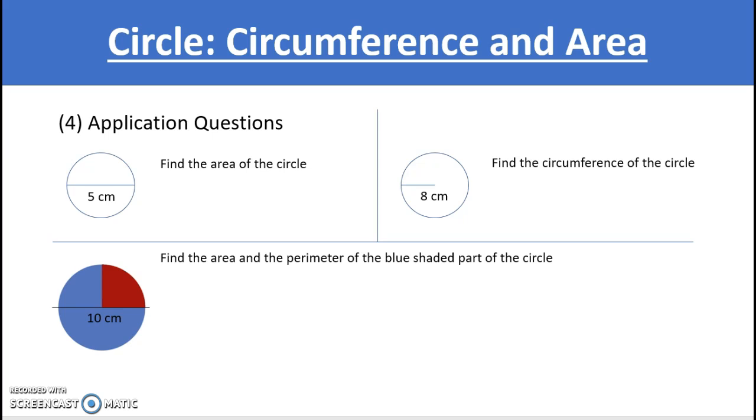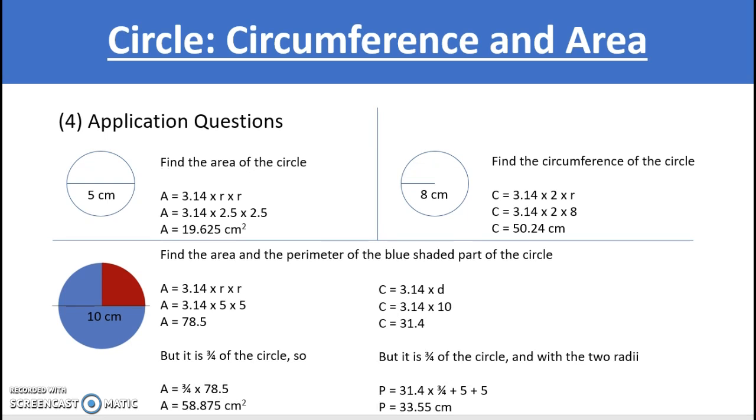Okay, here are some application questions. Pause if you'd like to have a go. Okay, so here are the answers. In order to find the area inside the circle here, we need to find the radius. We're given 5 centimeters as our diameter, so we're going to half that. So you take 3.14 times 2.5 times 2.5, and we get our answer here.